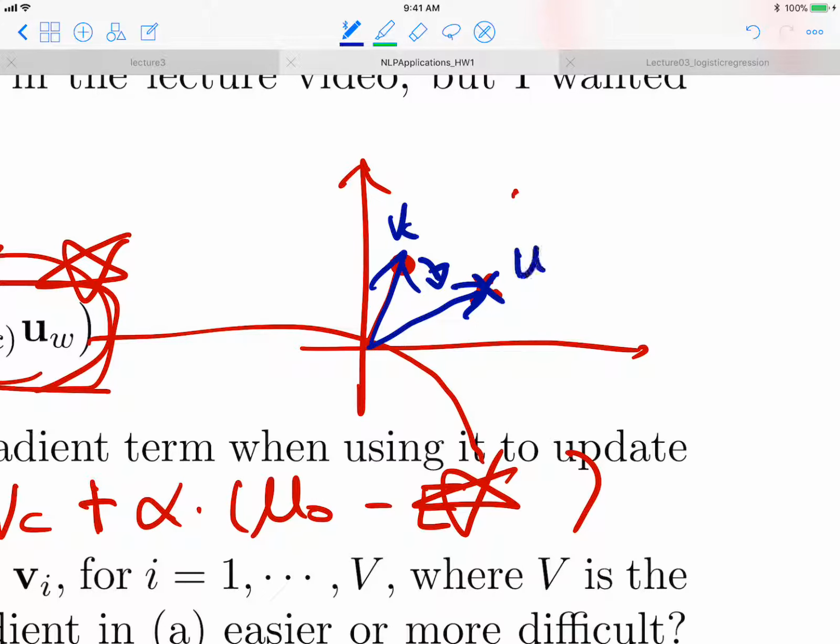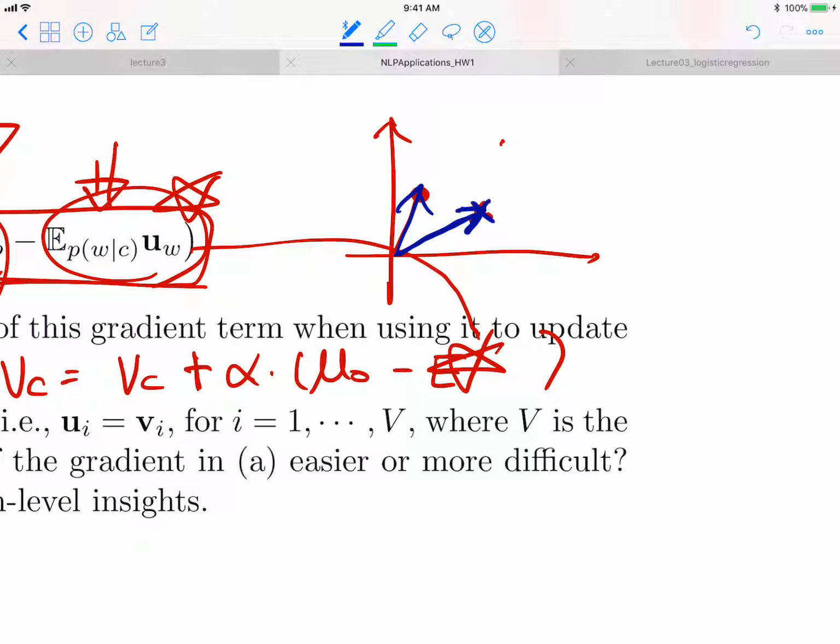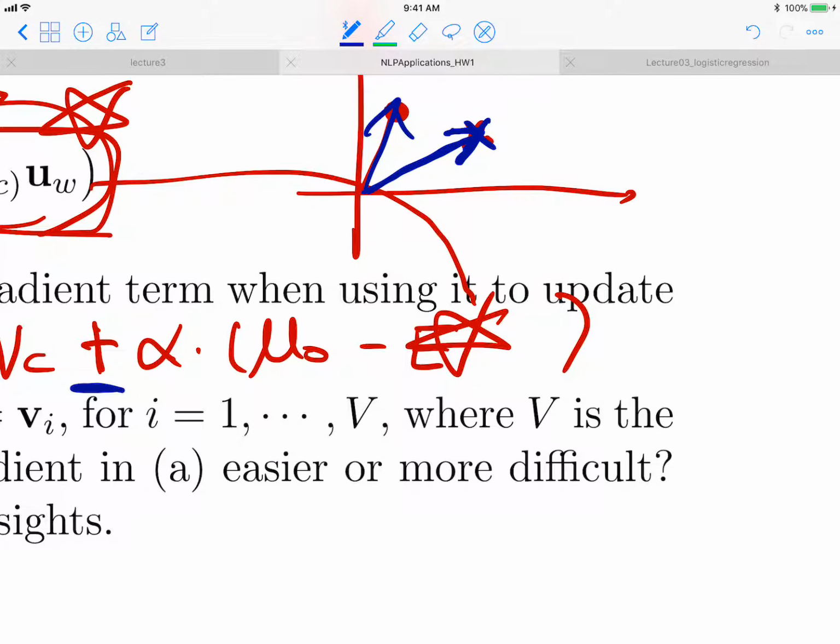But this is not how we update it. Rotating doesn't work in typical gradient descent, because we always update the vector by addition, although there are some updating methods based on multiplication. There is a technique called multiplicative updating, but I'm not going to go into it. Maybe later, if I have time, I'll explain it.